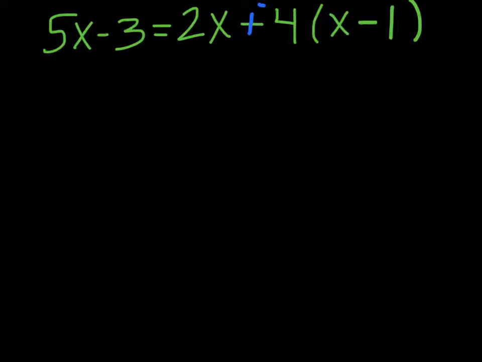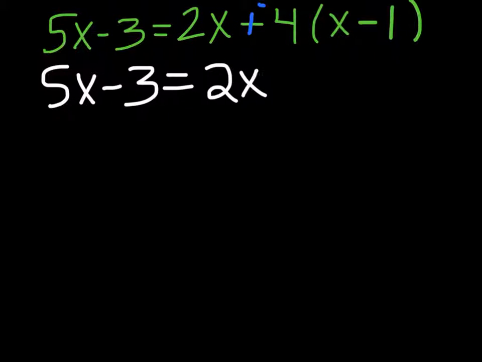I'm going to rewrite the parts of the equation that won't be affected by the distributive property first. So I'll rewrite the 5x minus 3 equals 2x. And now we can start distributing. So we're going to take this negative 4 and multiply it by the first term inside the parentheses. And that's negative 4 times x, which gives us a negative 4x. And this plus sign here is telling us how to attach that negative 4x to the other parts. So I'm going to go ahead and write plus a negative 4x.